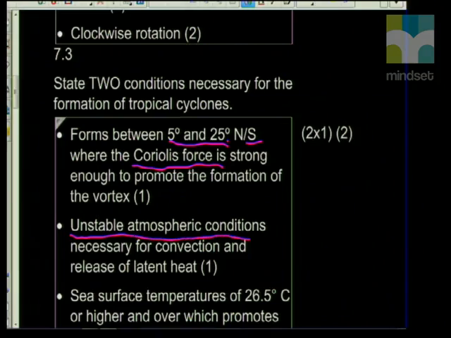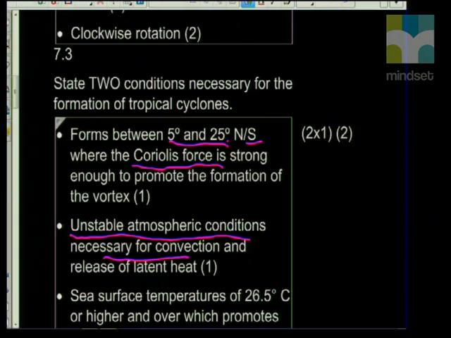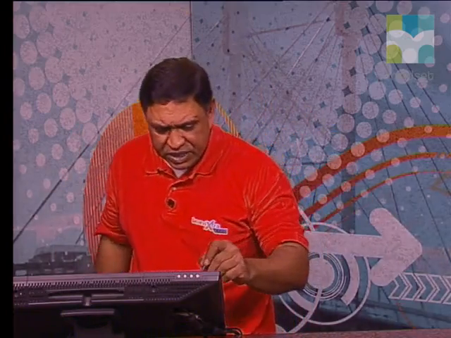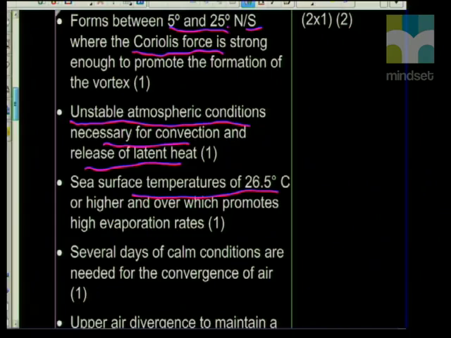Unstable atmospheric conditions, you know that. If it's not unstable, air doesn't rise. If it's stable, air sinks. So how are you going to get a low pressure and a very low pressure if air does not rise? For convection to occur, and the release of latent heat as it goes up, it cools, condenses, and therefore forms your cloud cover. But as it condenses, it's giving off heat. Sea surface temperatures above 26.5 degrees. Otherwise, you're not going to get that well-formed low pressure. Air must be rising all the time in order to get that low pressure.